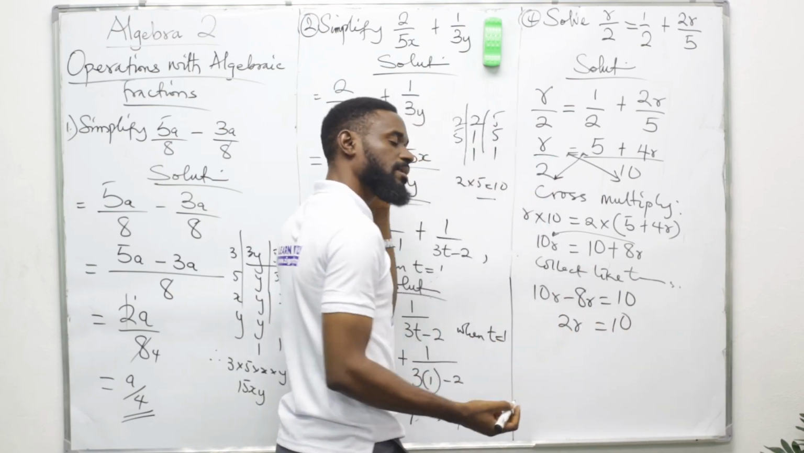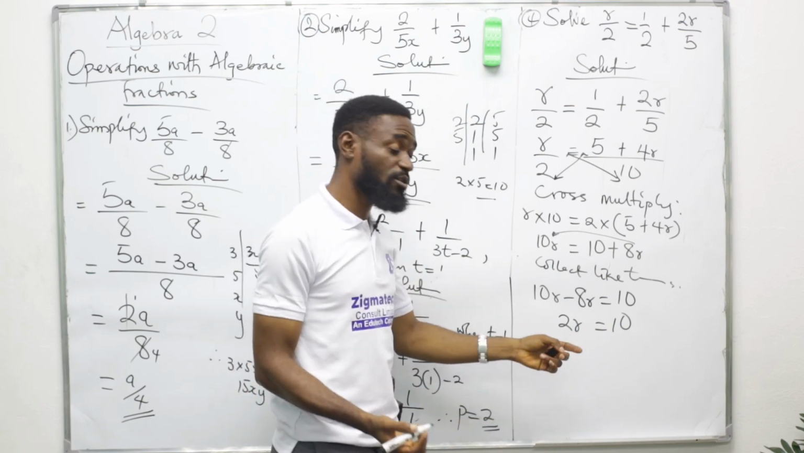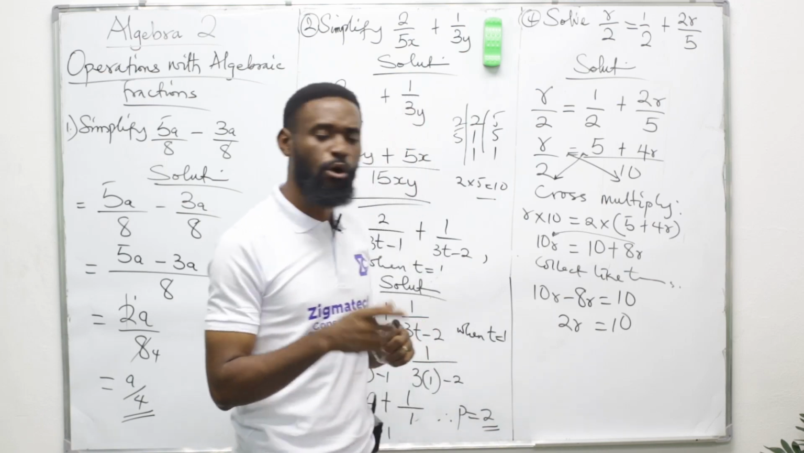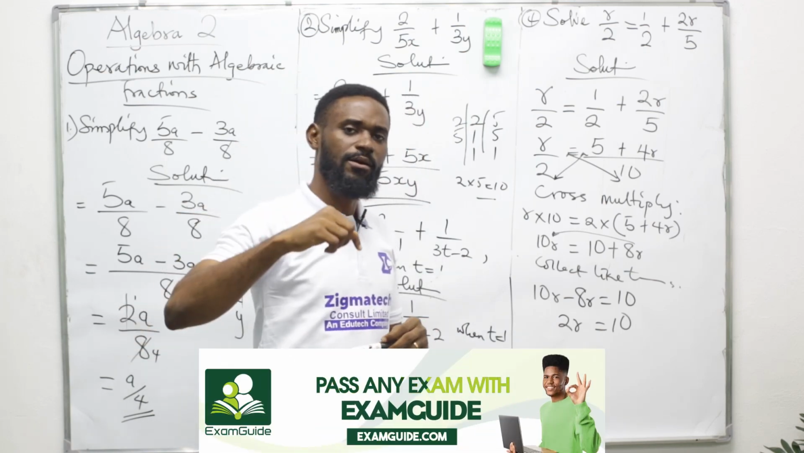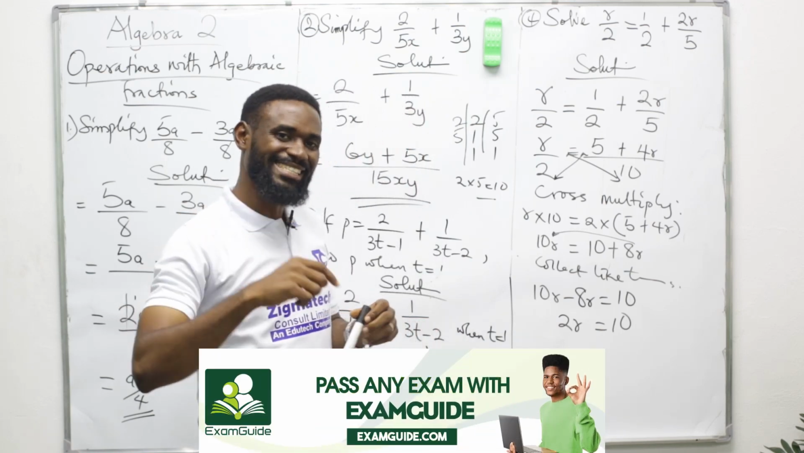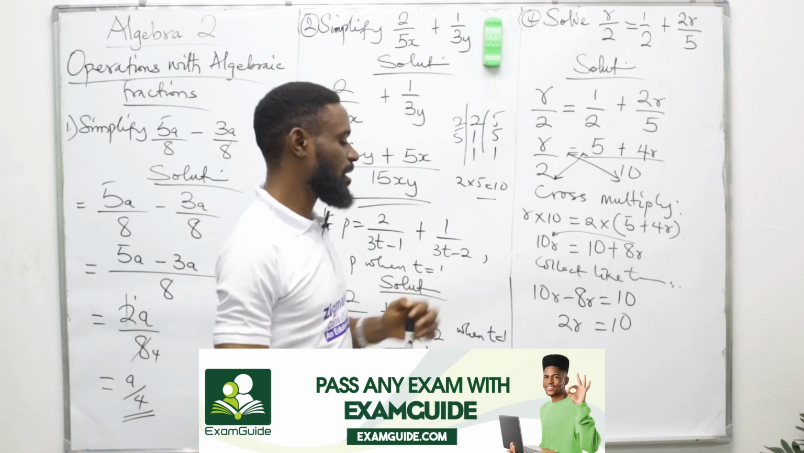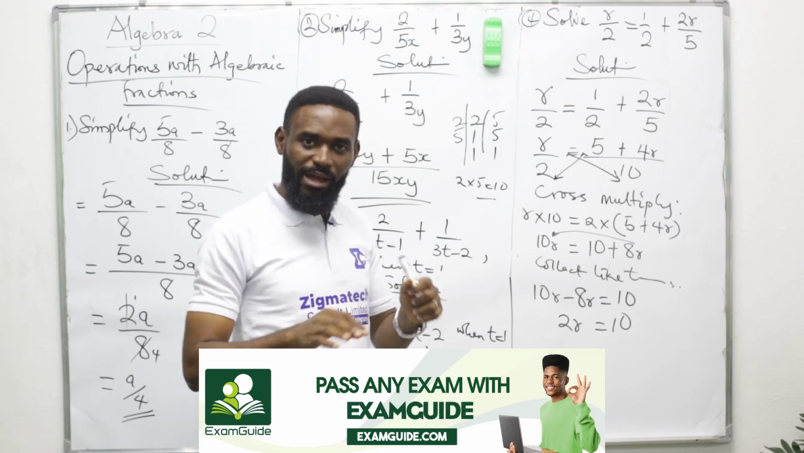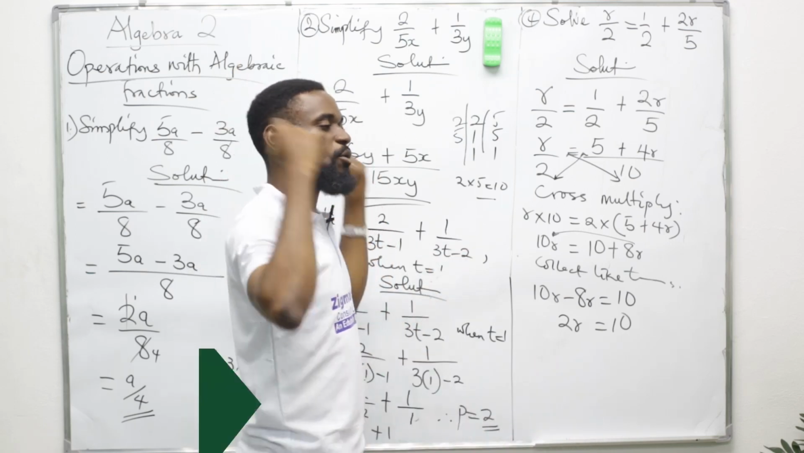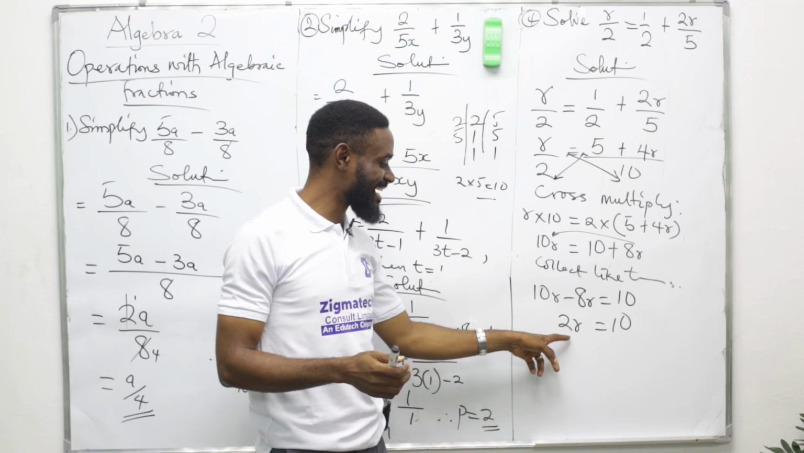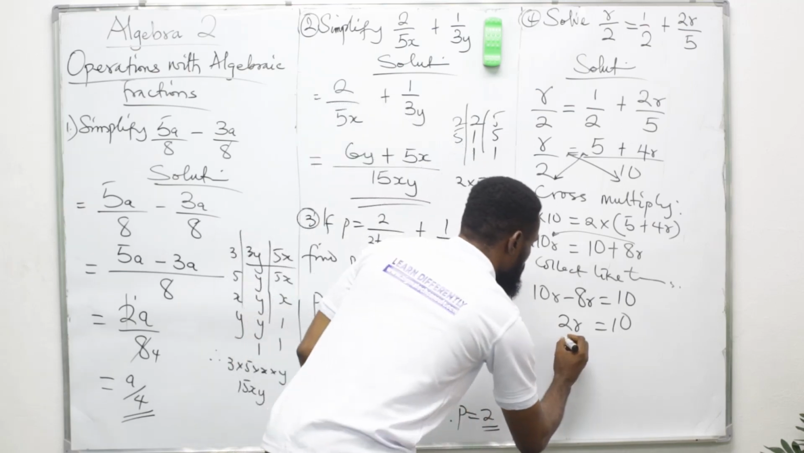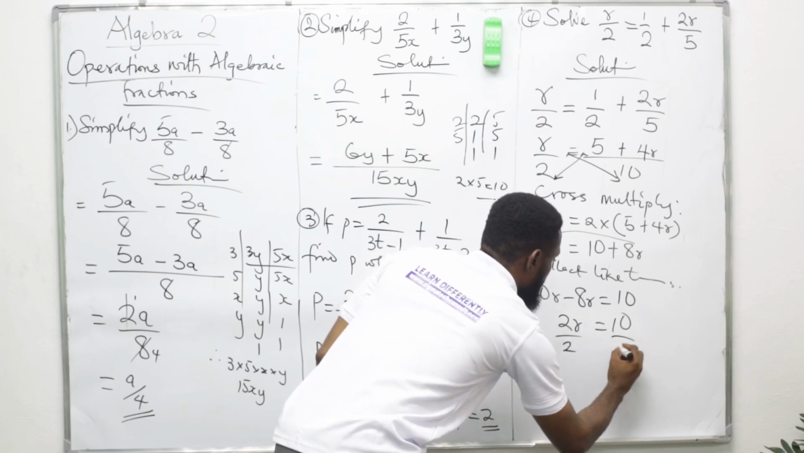We divide both sides by the coefficient of R. The coefficient of R is 2. I've told you before, the coefficient of any particular unknown is that quantity that is multiplying the unknown, or simply said in a layman's way, that number that is at the back of an unknown. 2 is at the back of this unknown. So that is the coefficient. So we divide by 2 and we divide by 2.